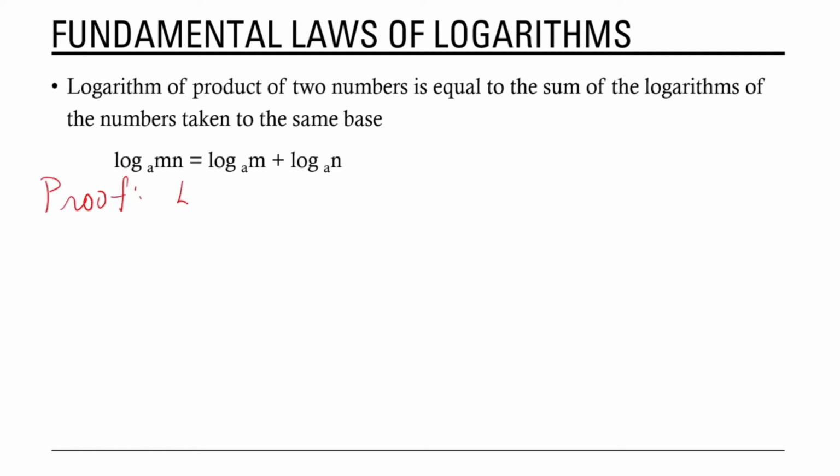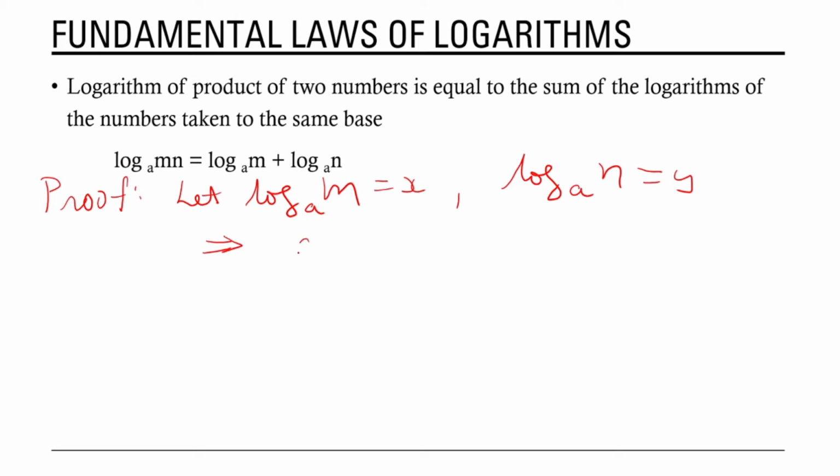Proof. Let us take log m to the base a as x and log n to the base a as y. So, this means log m to the base a equal to x means a raised to x is equal to m, and log n to the base a is equal to y means a raised to y is equal to n. Now we have mn is equal to a raised to x into a raised to y.